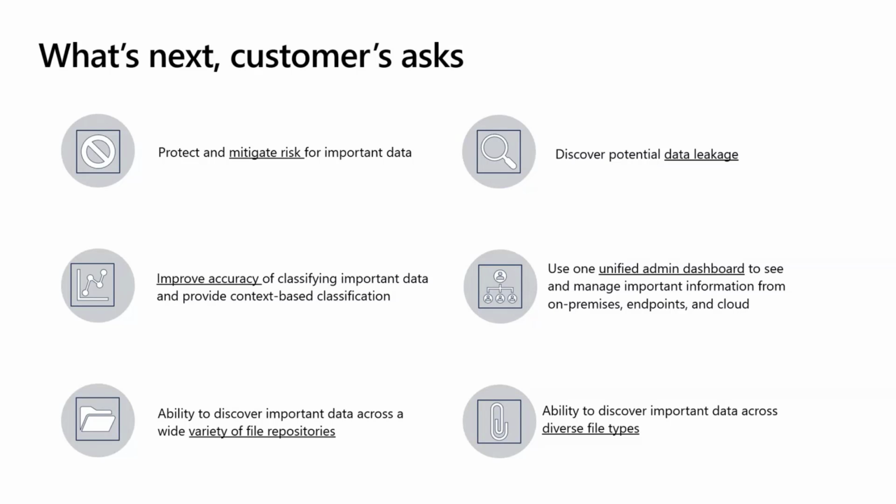And when we are looking forward on what customers ask us to ship in Scanner, we identified 6 buckets. These are the 6 buckets: mitigation of risk, detection of potential data leak, improve the accuracy, improve our admin experience to bring everything to one place, to support more types of repositories and to support more file types.